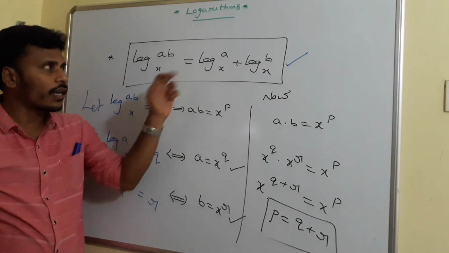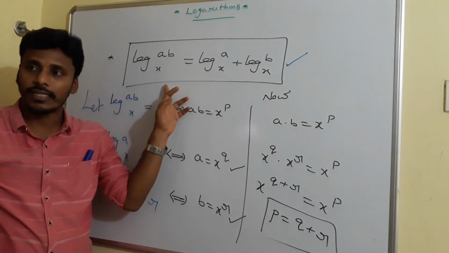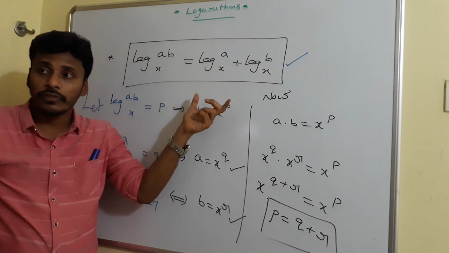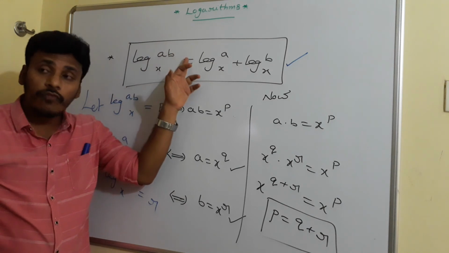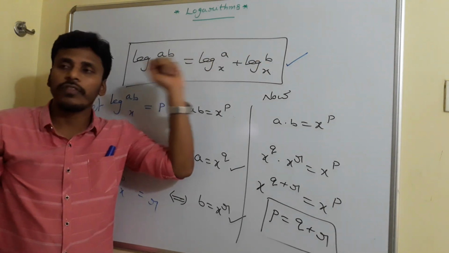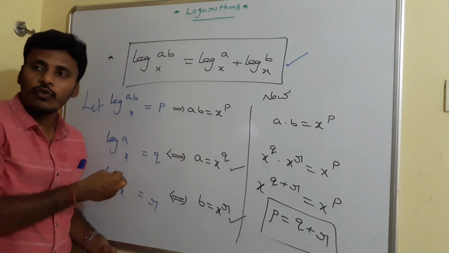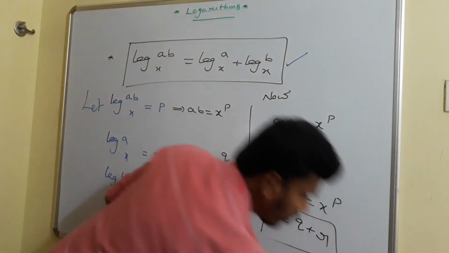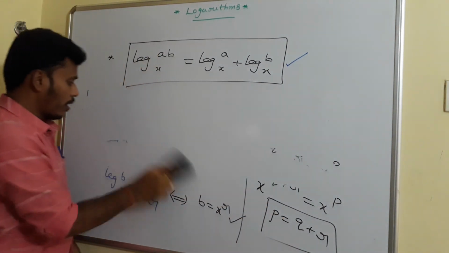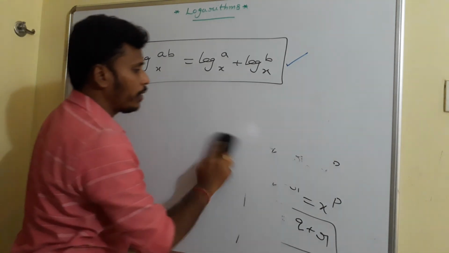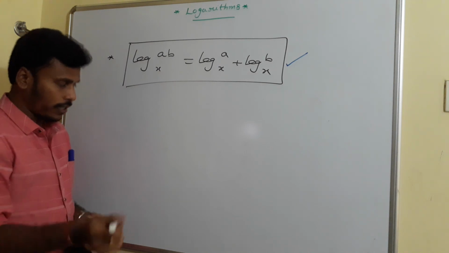What is it? Logarithm of a base x plus logarithm of b base x is equal to logarithm of ab base x. The sum of two logarithms is the logarithm of the product. Whose product? The product of the numbers a and b. Okay, so I will try to give you a few examples related to this. Log ab base x is equal to logarithm of a base x plus logarithm of b base x, right?